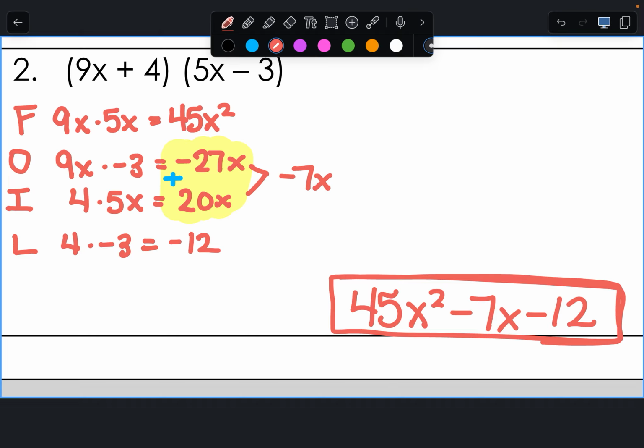So this whole unit, what we're going to be doing is multiplying. The next unit, we're going to be splitting them apart. What's the opposite of multiplying the polynomials? Dividing. But in the next unit, it's called factoring.